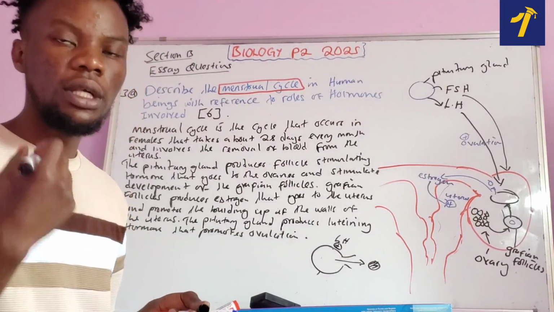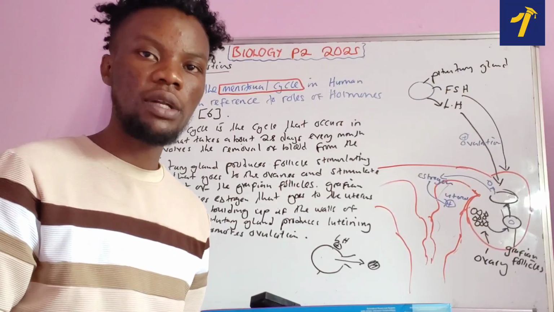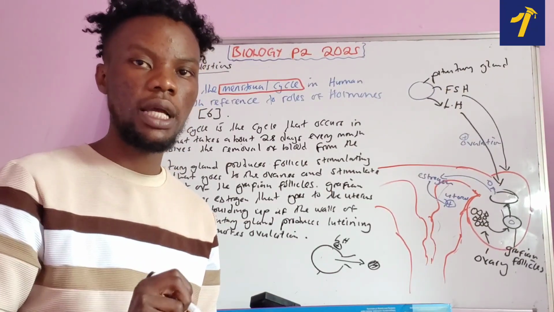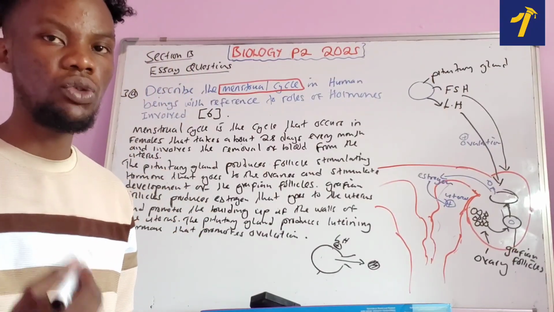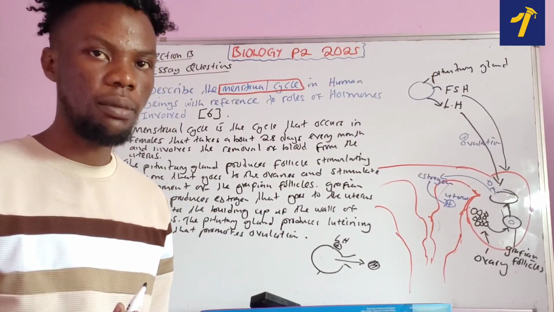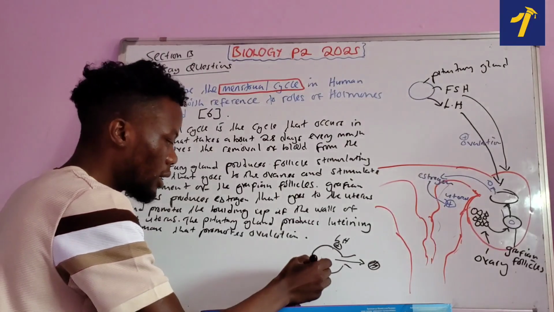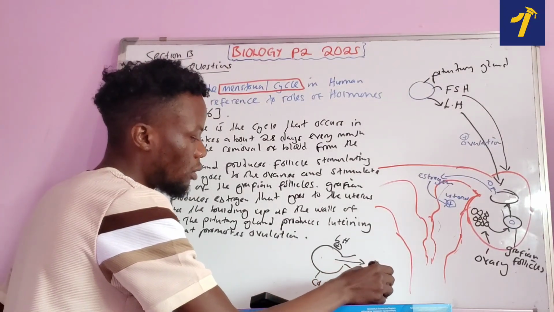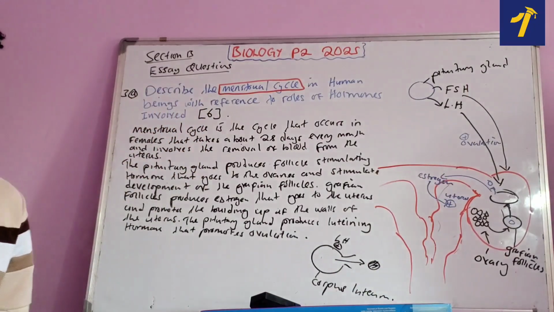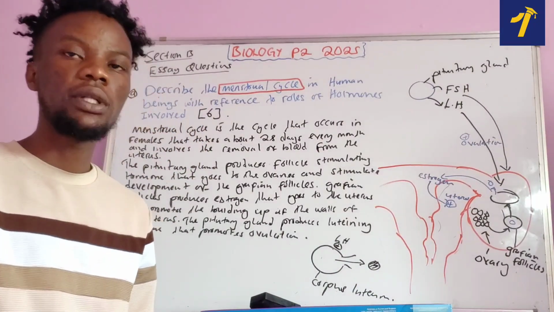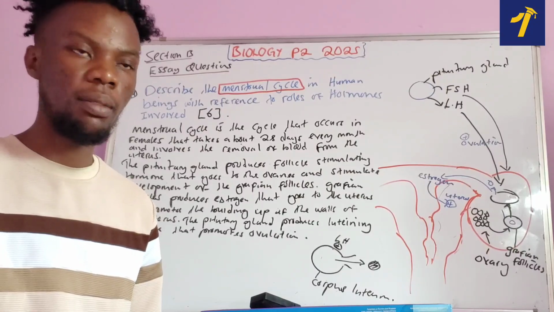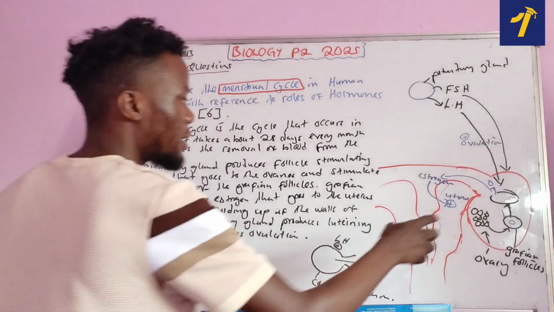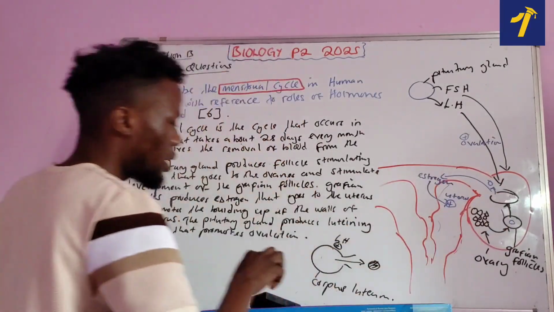Now that empty Graafian follicle, we're not going to call it Graafian follicle, we'll change the name because there is no egg inside. We're going to call it corpus luteum. The reason why we're calling it corpus luteum is because it is a Graafian follicle that does not contain an egg inside. So this is corpus luteum. So let us write that point.